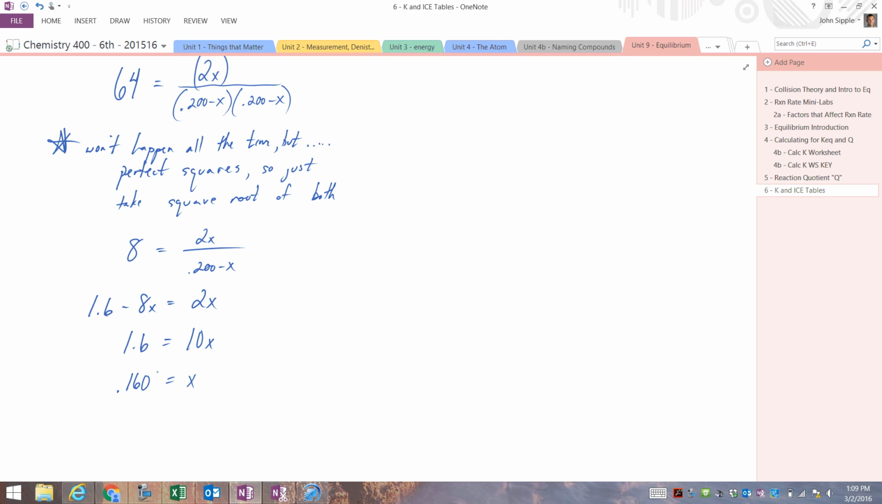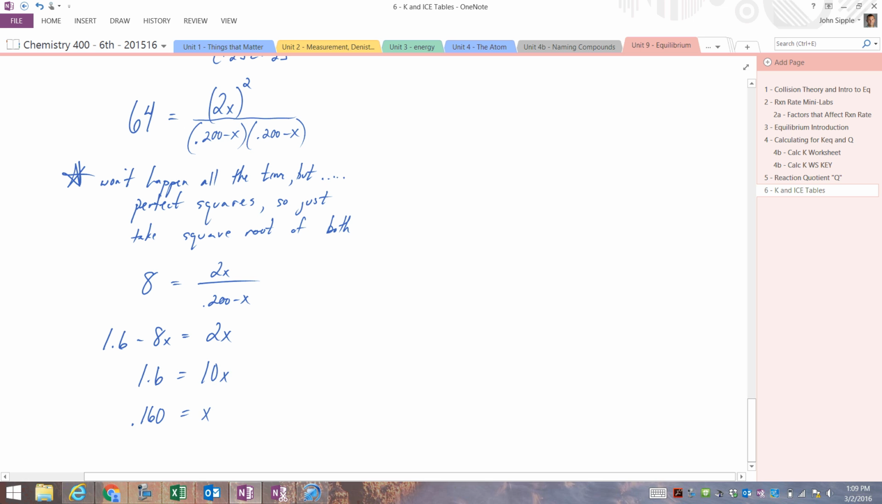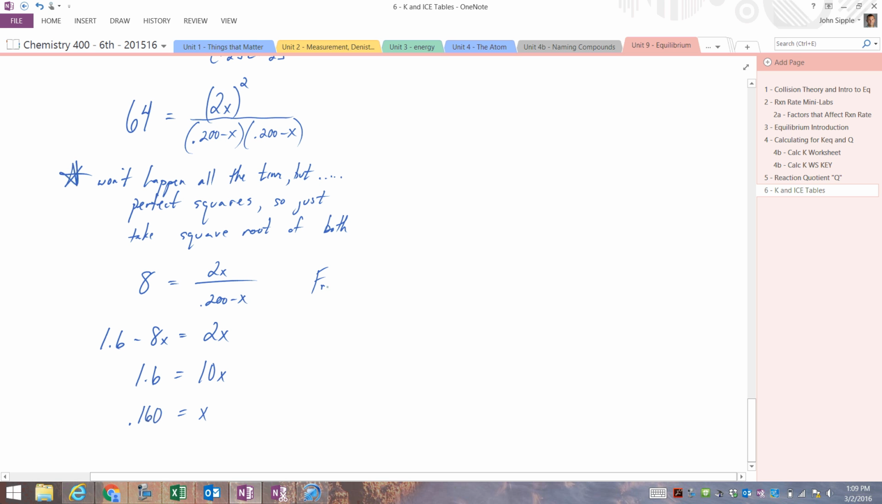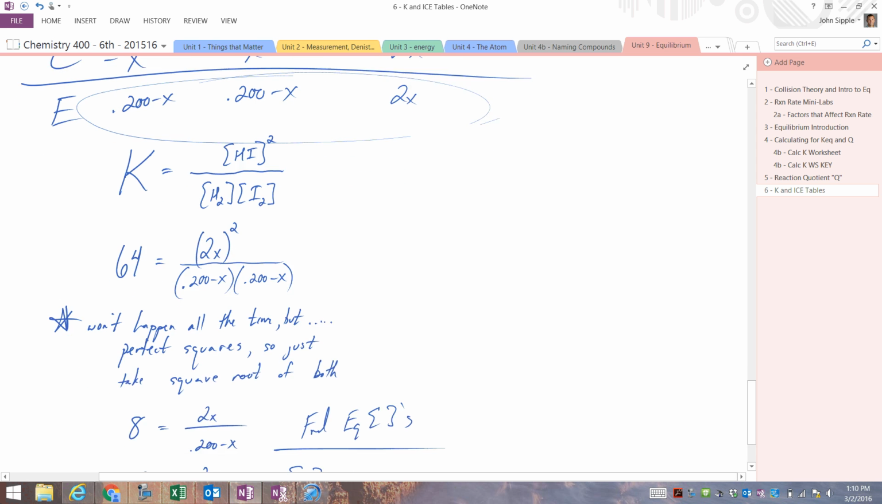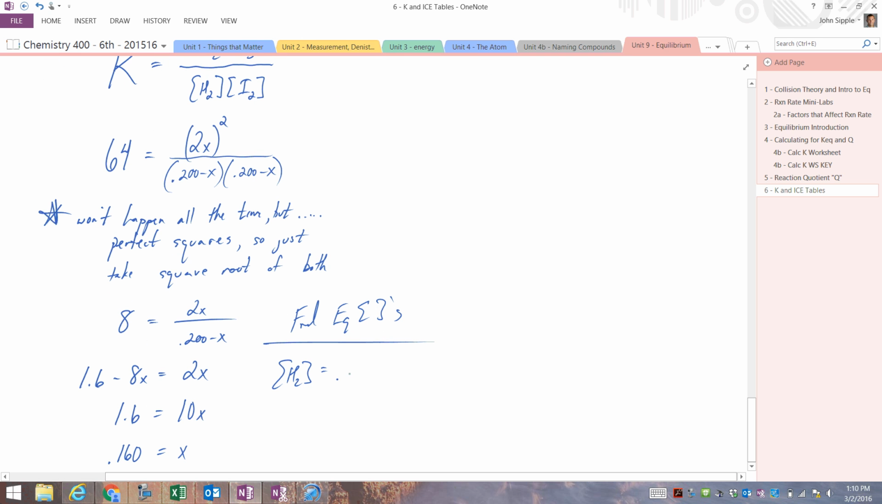We're not done yet. We've got to find the equilibrium concentrations. So the concentration of H2, we go back up here to our table. We know what we're supposed to be doing right here. H2 is 0.200 minus 0.160 to give us 0.040 molar.